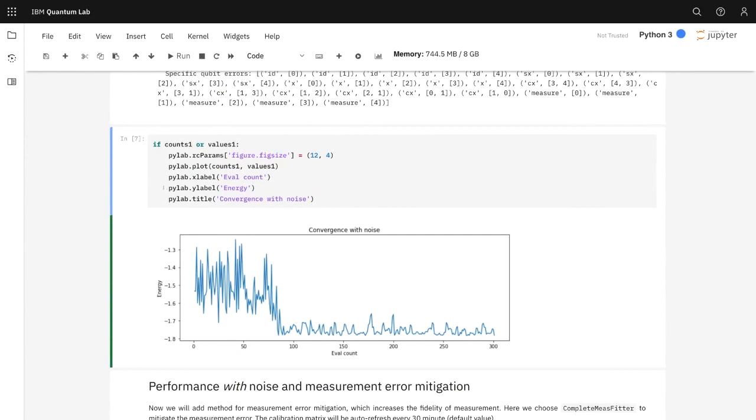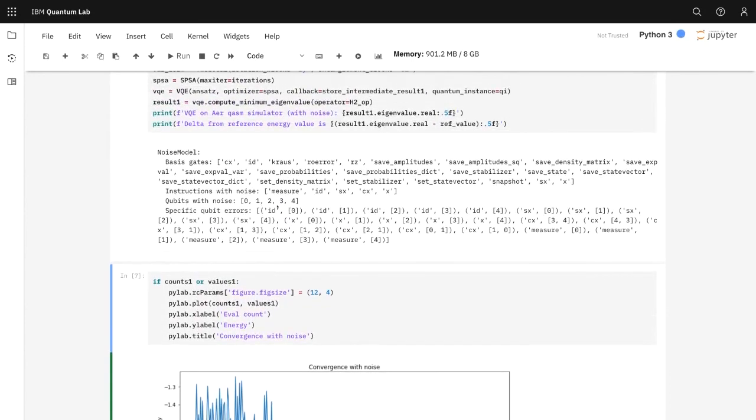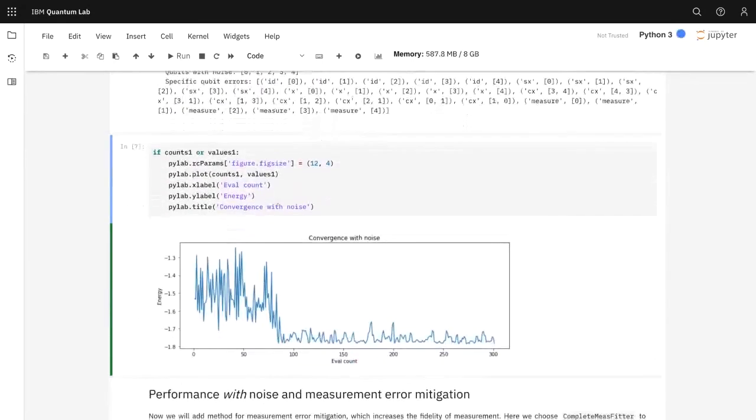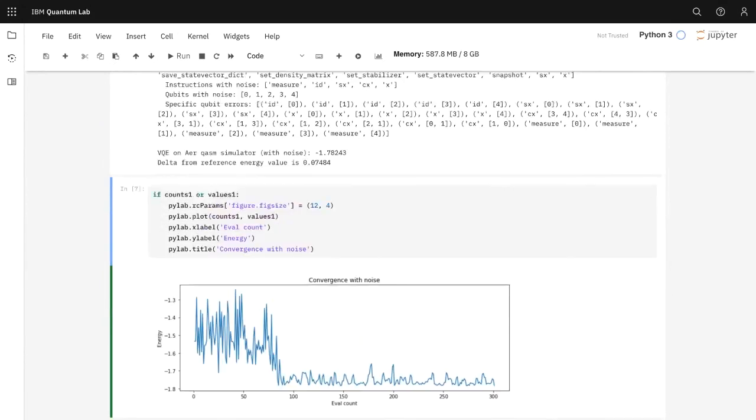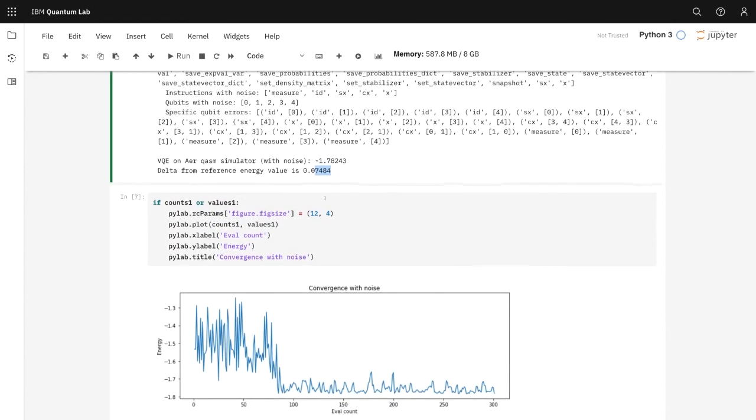So once it's done, we're getting this plot for performance with noise, which looks similar. We just have more noise here, and it takes longer to converge. Let's wait for it to finish. And here, as you can see, we have larger errors. We had 0.01 Hartree with just stochastic noise. With device noise, we're getting further from the real value, which is expected.